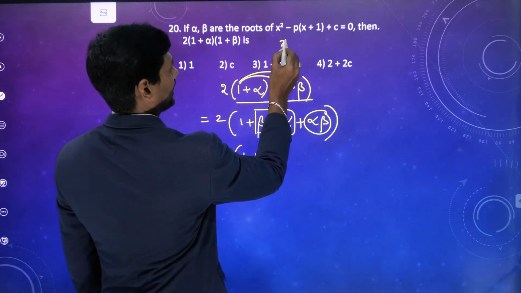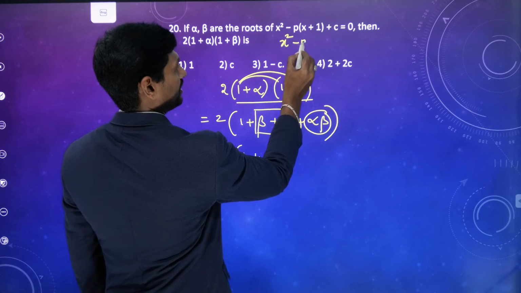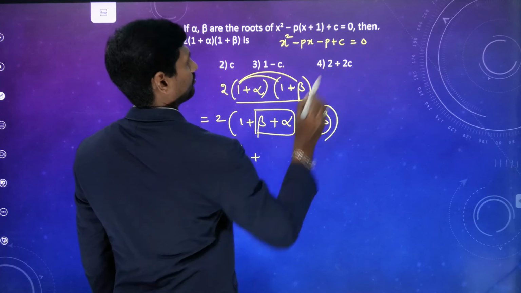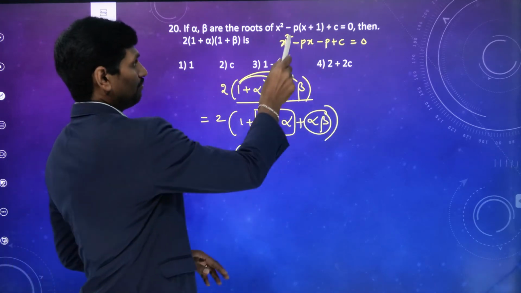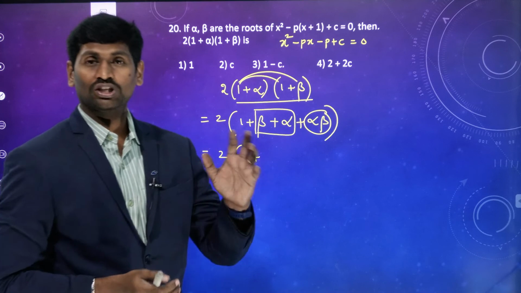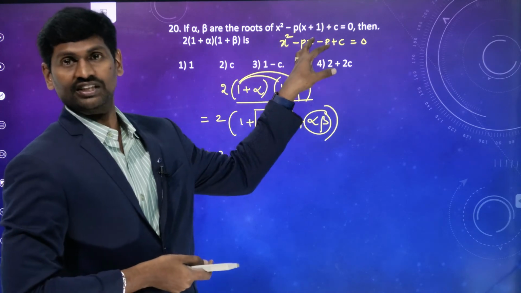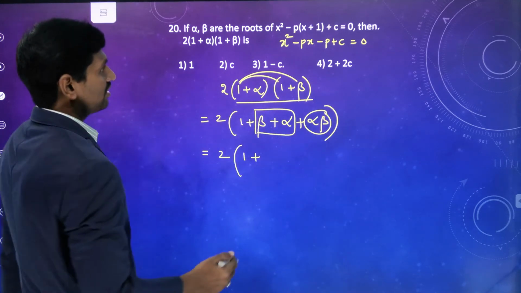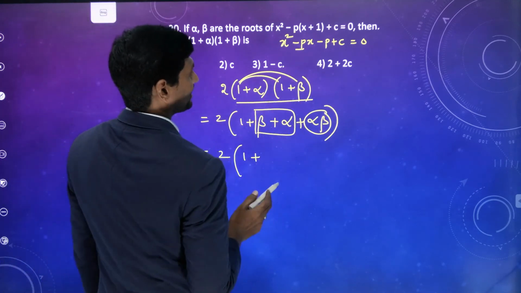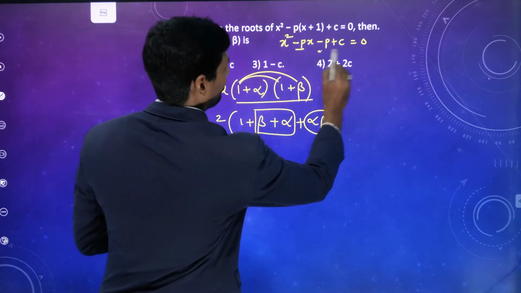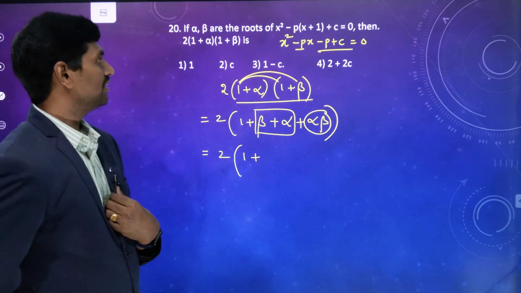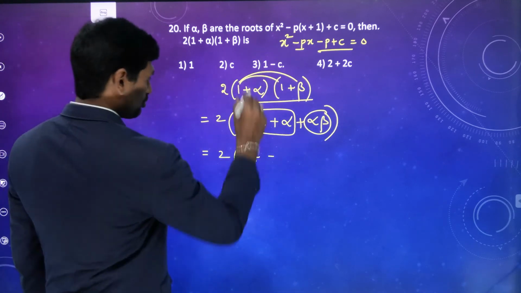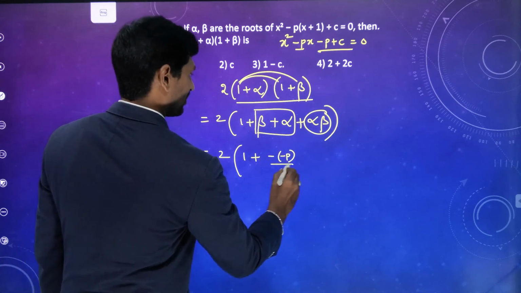Before that, let us expand this: x square minus p into x minus px minus p plus c equal to 0. Because minus p into 1 gives only a constant term, there is no involvement of x there. We have to separate x square terms, x terms and constant terms. The x term is minus p, the x coefficient is minus p, remaining we consider as constant. First, minus b by a, minus b value also minus p, a value 1.